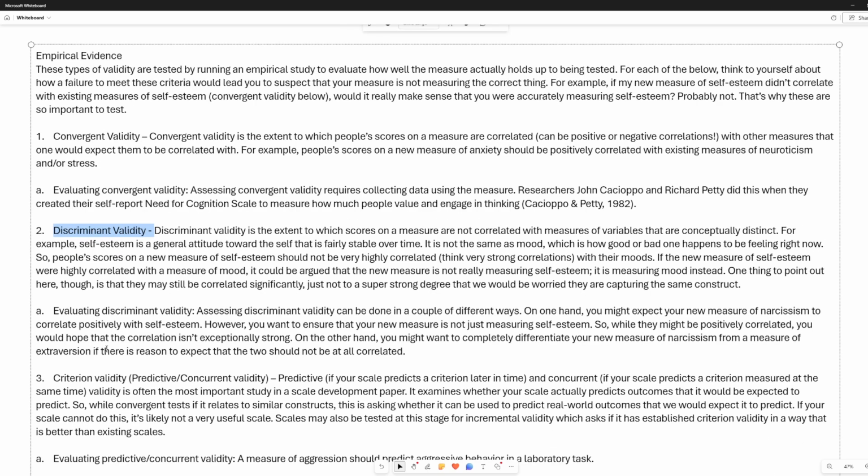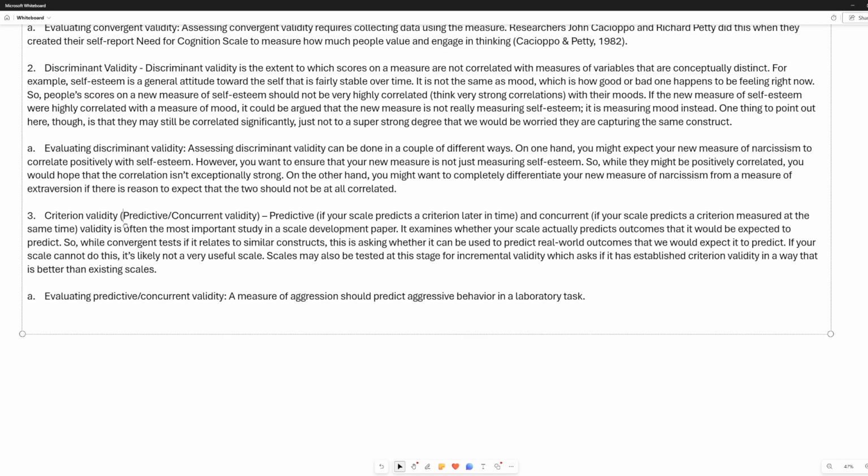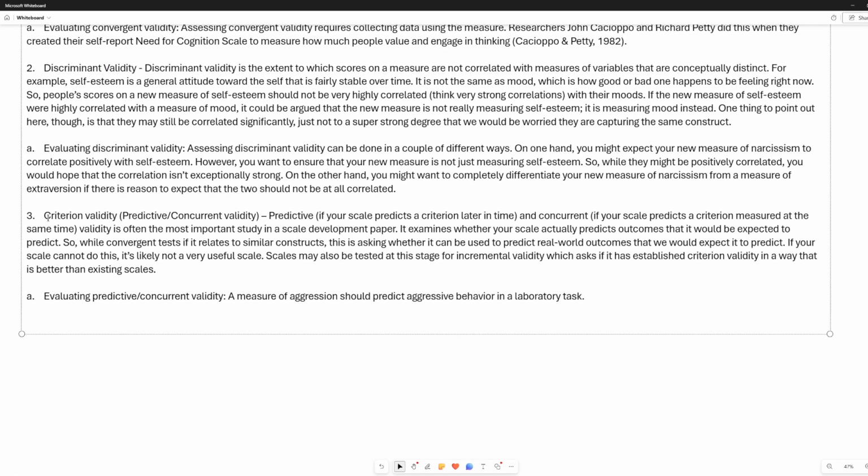So perhaps the most important type of validity is going to be criterion validity. This is, does your scale actually predict outcomes that it should? And this is broken into sort of two parts. I'll be honest, I largely think of these two parts in essentially the same way.